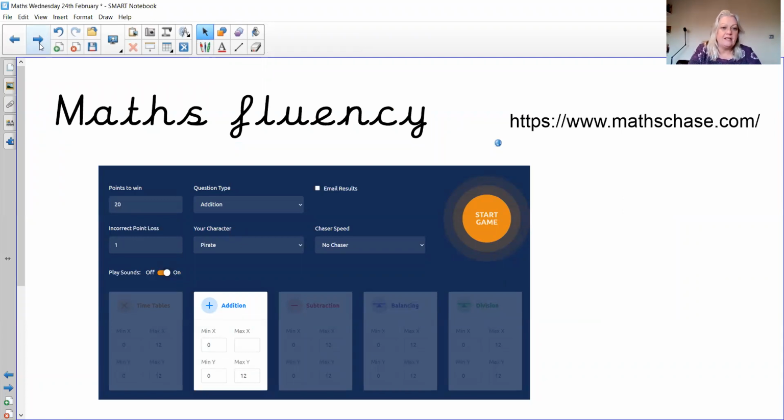Fabulous. So I hope you're enjoying this maths fluency game. I won't talk you through it again. So log on to the game, pick an addition activity, numbers to suit you, and play the game.